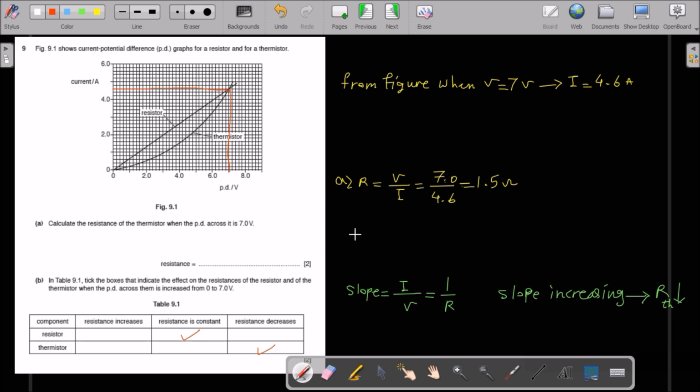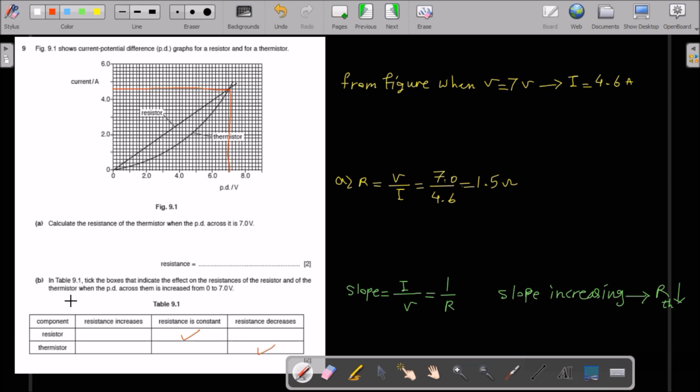Okay. Now Ohm's law formula, R is equal to V over I. So V is 7, I is 4.6. If you divide, resistance will be 1.5 ohm.